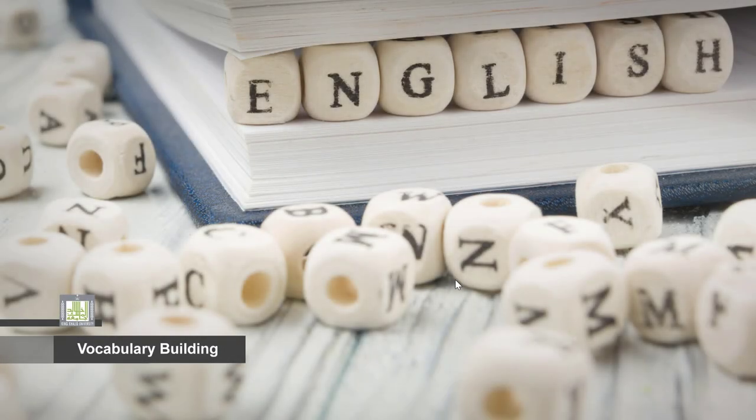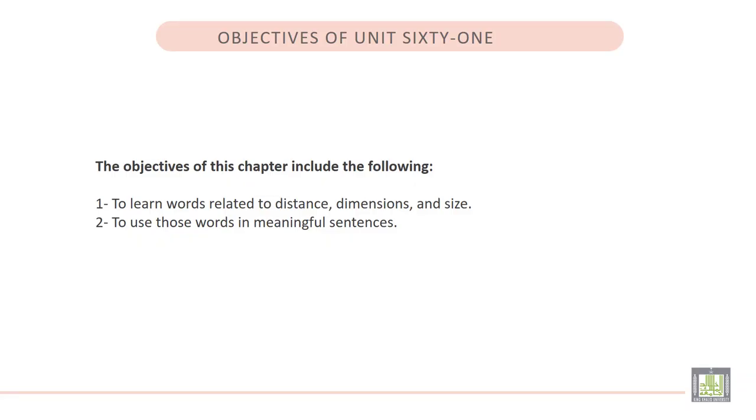Vocabulary Building 1 Unit 61 Distance, Dimensions and Size. The objectives of this chapter include the following. To learn words related to distance, dimensions and size. To use those words in meaningful sentences. Now listen to the video of this unit.